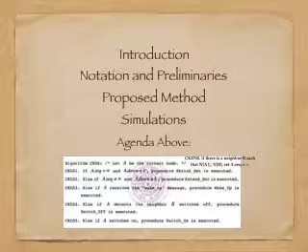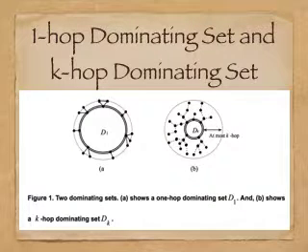We're trying to get this across because we want you to have some sense of the 6 different conditions, but we will explain that gradually in the later parts of the slides. So the first part, the preliminary, is the one-hop dominating set and the k-hop dominating set.